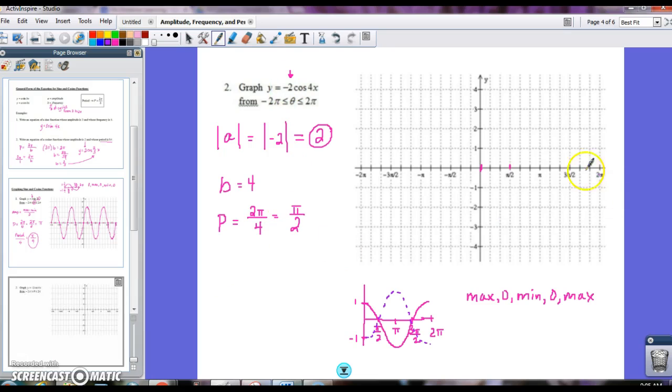So our intervals that we need to do, I take my period, which is pi over 2, and divide that by 4. If I divide it by 4, that's the same as pi over 2 times 1/4, which is the same as pi over 8. So my intervals will be at pi over 8. Remember that pi over 8 is a fourth of pi over 2. So I need to divide this interval into 4. If I divide it in half, and then I divide it in half again, those are going to be my marks where I'm going to be making my graph.